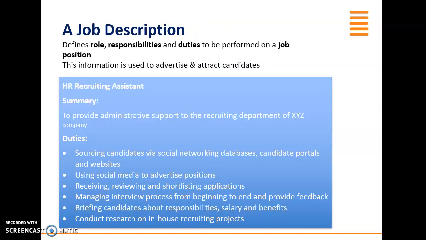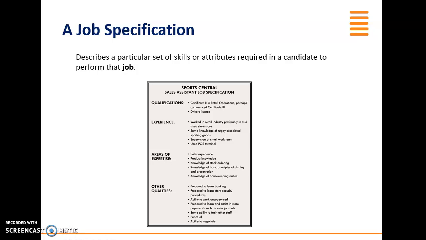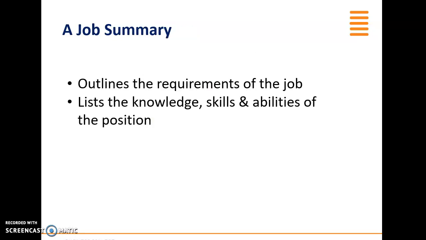Okay, a job description, as it says, defines the roles and responsibilities and duties to be performed in a job position. And it's what you use to advertise and attract candidates. Job specification is the set of skills or attributes required in a candidate to perform the job. And then lastly, the thing that you can develop is a job summary, which really outlines the requirements of the job, the list of knowledge, skills, and abilities of the position. So you kind of combine the two, the job description and the job specification, to produce this. Okay, guys, that is it.